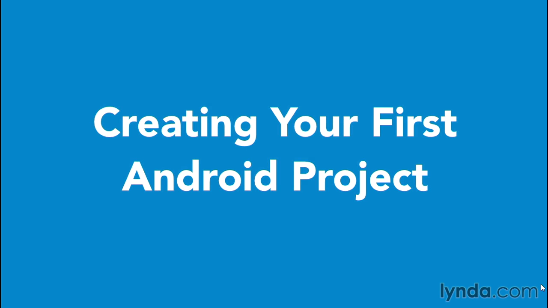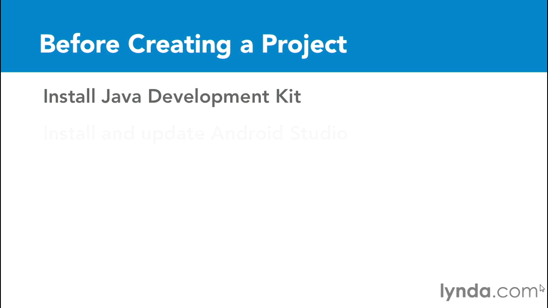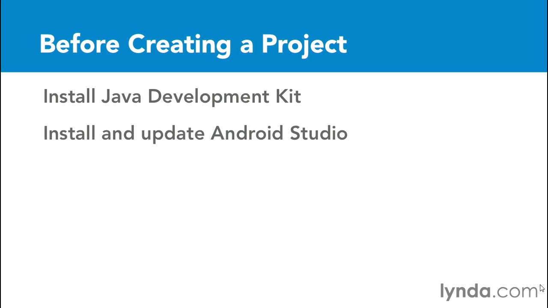Before creating your first Android Studio project, you'll need to make sure you've set up some basic software. As I've described previously, you'll need the Java Development Kit or JDK from Oracle. You'll also need to have installed and updated Android Studio. If you haven't gone through these steps yet, stop watching this video and go back to the previous videos that describe how to set up the software.